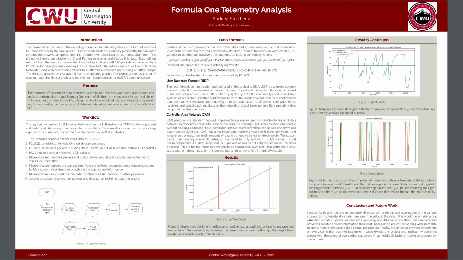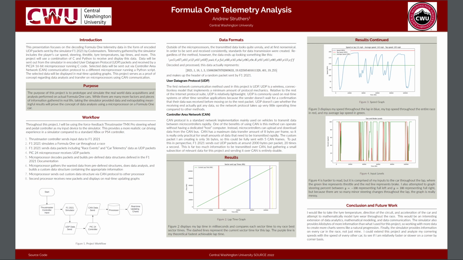So CAN protocol is a really standard network implementation mainly used on vehicles to transmit data between microprocessors rapidly. Unfortunately, CAN has a maximum data transfer amount of 8 bytes per frame, so it's really only practical for sending a small amount of data that needs to be transmitted really rapidly.